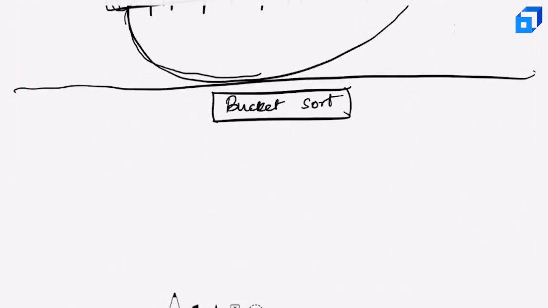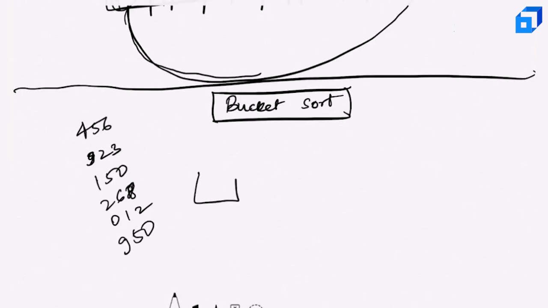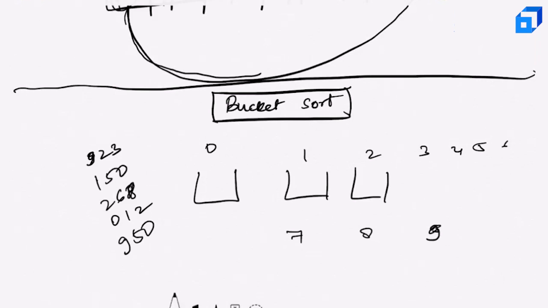For example, hypothetically, let's say you had a lot of numbers. So let's say I had 456, 923, let's say I had 150, let's say I had 268, and let's say I had 12. And maybe I also have 950. Now imagine I was to create 10 buckets. Bucket 0, 1, 2, 3, 4, 5, 6, 7, 8, 9. Which is for the most significant digit of the number. Let's say the 100th place. I'm assuming that a lot of the numbers are smaller than 1000. They can be 1 million, 10 million as well. So then we'll choose the most significant digit and we'll keep it the same position for all numbers.